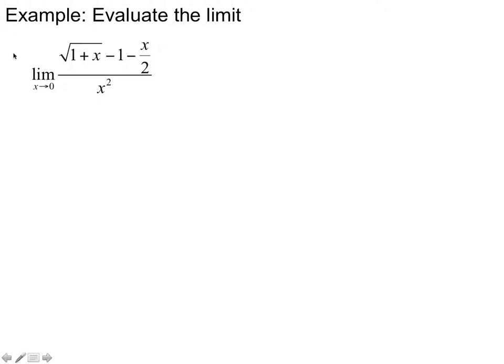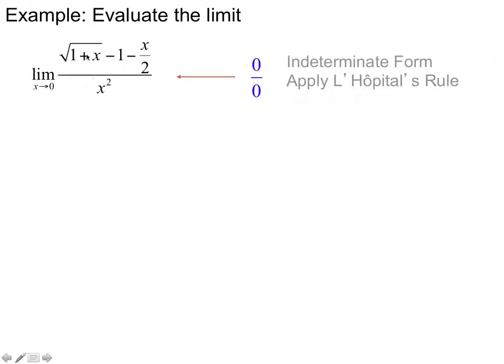Looking at this, it's a really complicated one. But when we plug in 0, we get 0 on the top and 0 on the bottom. Okay, so we're going to apply L'Hopital's here. It's just a really complicated derivative. So the derivative of this is 1/2 times (1 plus x) to the minus half. And the derivative of this is 0. And the derivative of this is minus a half. So that's the top. And the derivative of this is 2x. That's the bottom.